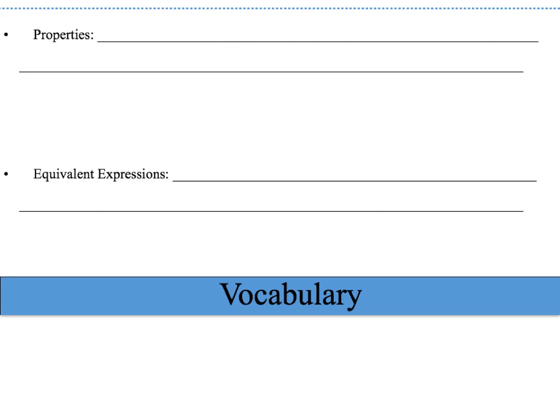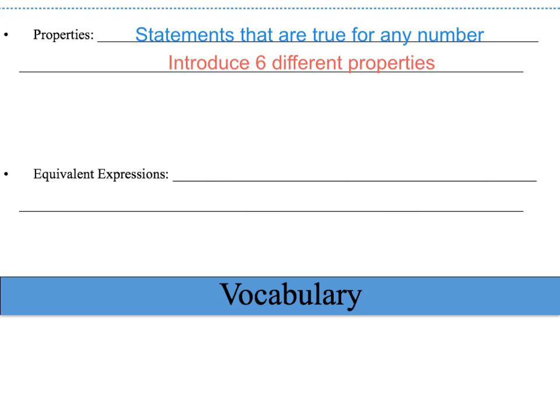On this slide, let's talk about some of the vocabulary. The first vocabulary word is called properties. And properties are statements that are true for any number. In this lesson, I want to introduce 6 different properties to you.